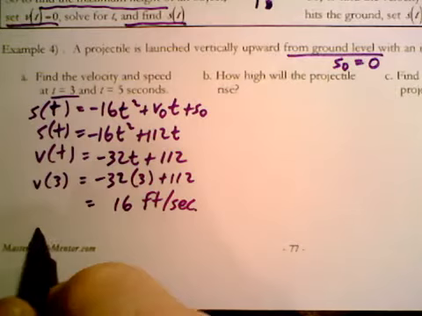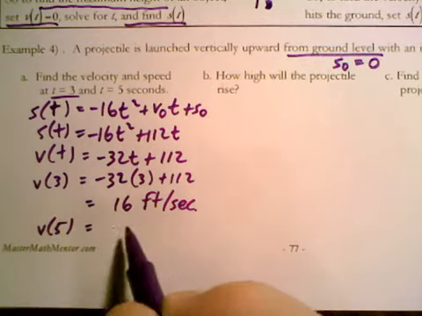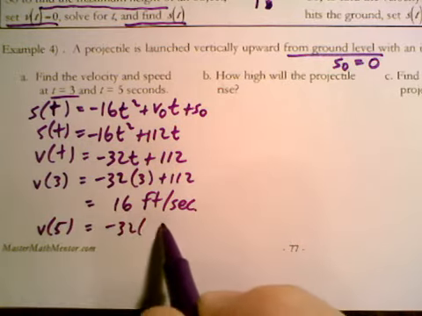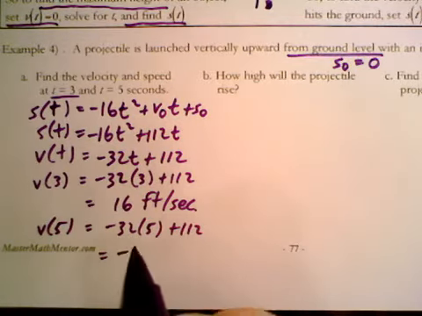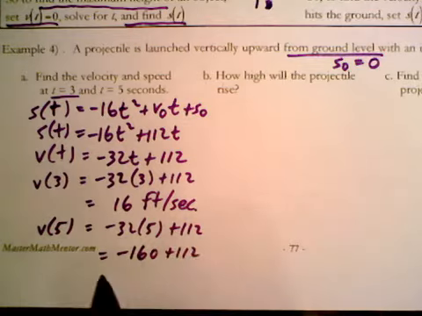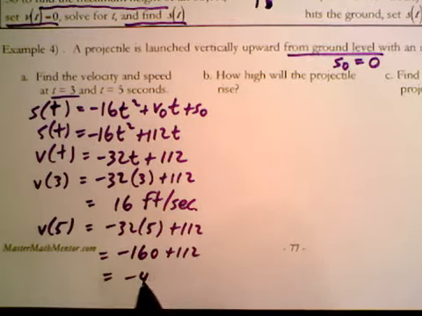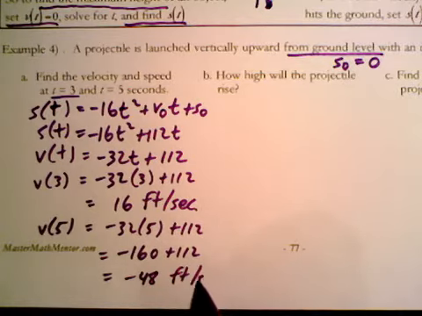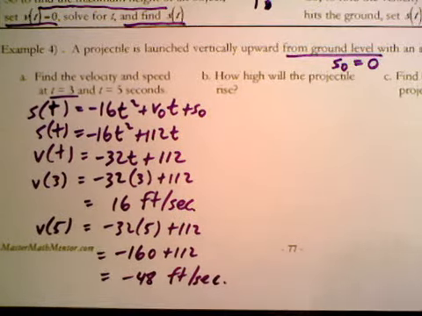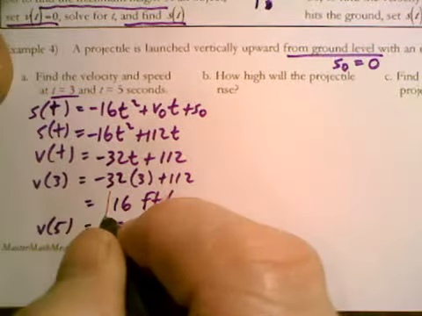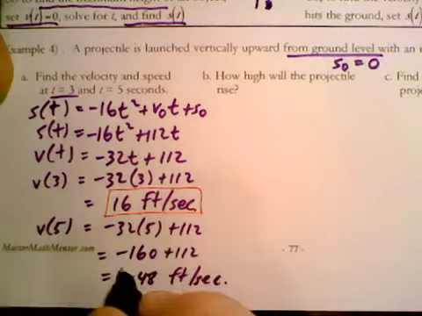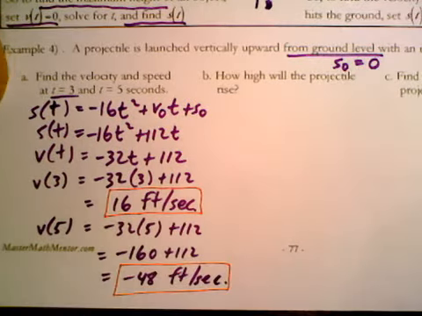Now the velocity at time 5 would be negative 32 times 5 plus 112. The negative 32 times 5 is negative 160 plus 112. And what's that? Negative 48. Negative 48 feet per second. Okay, so those are the first two answers, and let me put those in a box. So v of 3 is 16 feet per second, and v of 5 would be negative 48 feet per second.